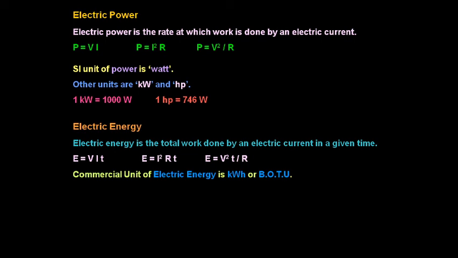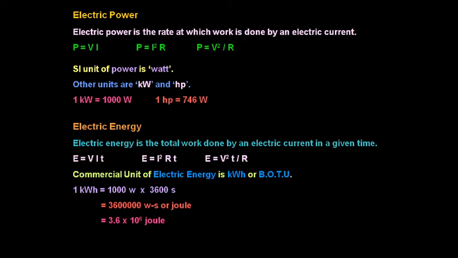The commercial unit of electrical energy is the kilowatt hour, or Board of Trade Unit, BOTU. Remember that the commercial unit of electrical energy used in household circuits is the kilowatt hour. You can calculate 1 kilowatt hour in joules: 1 kilowatt means 1000 watt, 1 hour is 3600 seconds, so it becomes 3.6 into 10 raised to power 6 joules. And 1 unit of electricity used in the household circuit is equal to 1 kilowatt hour.